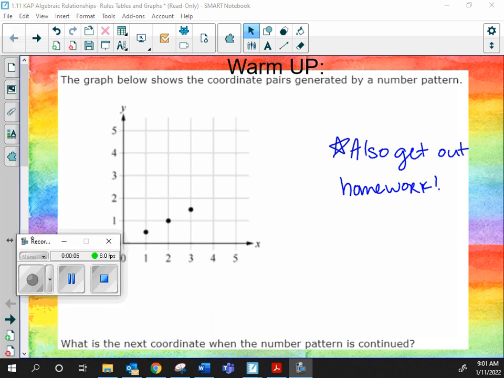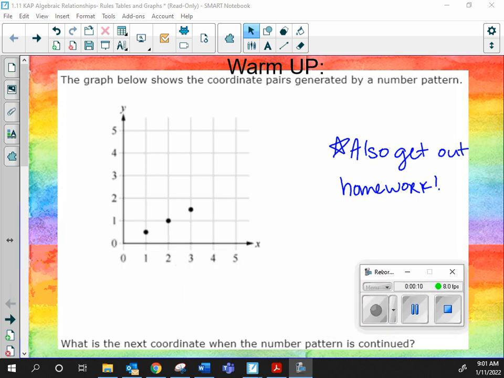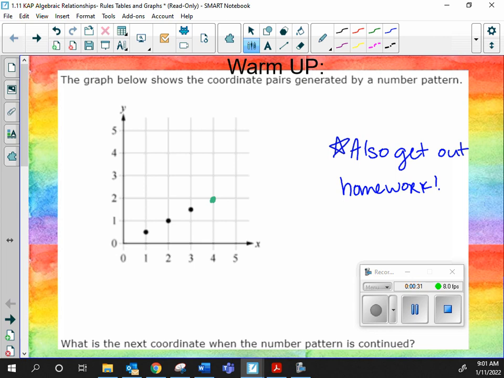Our warm-up is, we have a graph. Sorry, can you see it? We have this graph, and we want to know what the next coordinate is when the number pattern is continued. What do you think, Abe? 4, 2. Do y'all agree? Yes, okay. How much is it increasing each time?